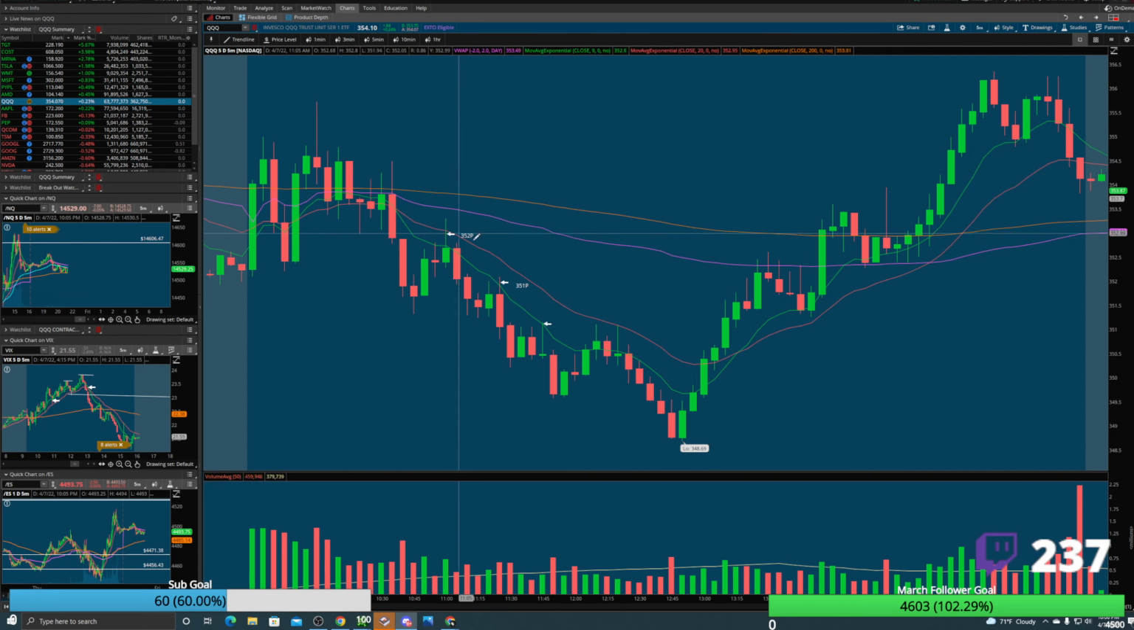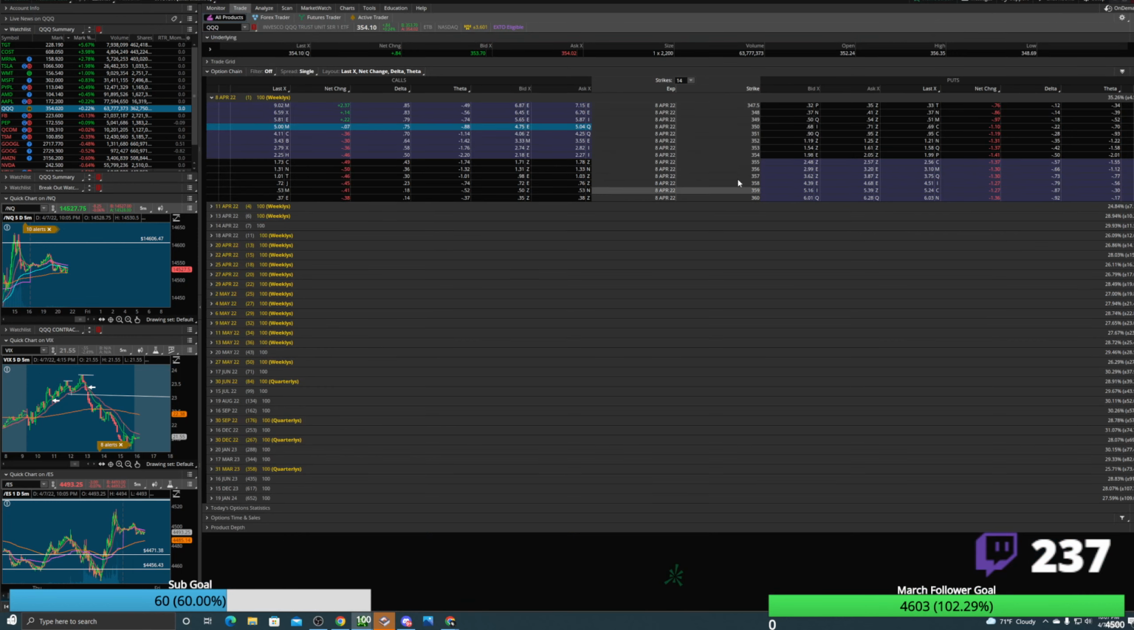So many times on the later entry, I'll take a deeper in the money. Like if this was 351 and you were looking at 350 but you didn't take these other two, you can trade further in the money. You can trade like 353Ps. Why would I trade that? Why would I trade further in the money on the further extension down?